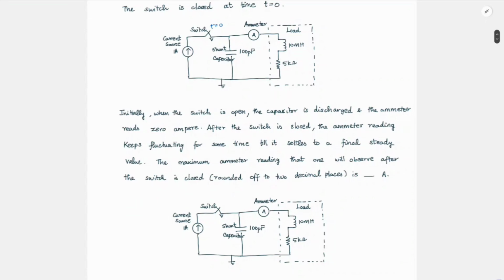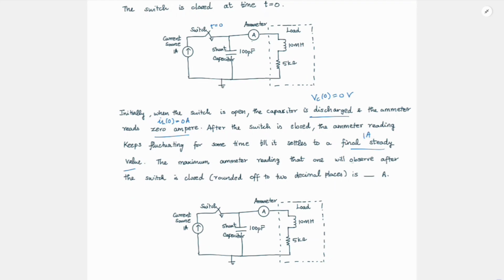Initially, when the switch is open, the capacitor is discharged and the ammeter reads 0 ampere. So what it means is your VC of 0 is equal to 0 volt, and ammeter is 0 ampere means your IL of 0 is 0 ampere. And after the switch is closed, the ammeter reading keeps fluctuating for some time till it settles to a final steady value. So what will be that final steady value if we can find? In the steady state, the cap will be open, the inductor will be short. So this 1 ampere will entirely flow through the ammeter, and we'll get a 1 ampere reading in steady state. So we'll mark it here, 1 ampere.